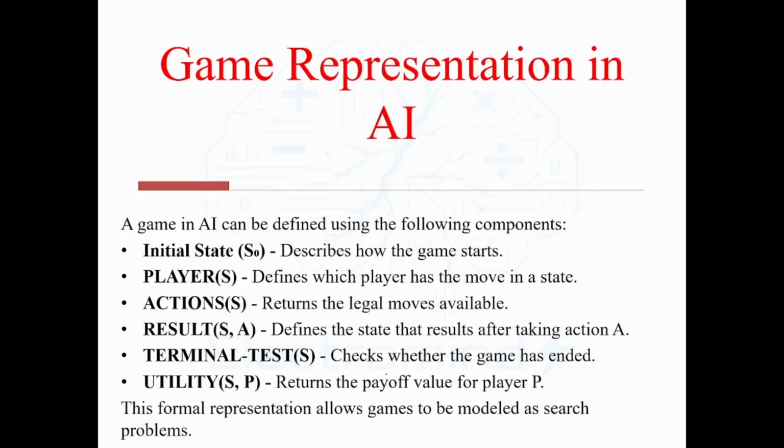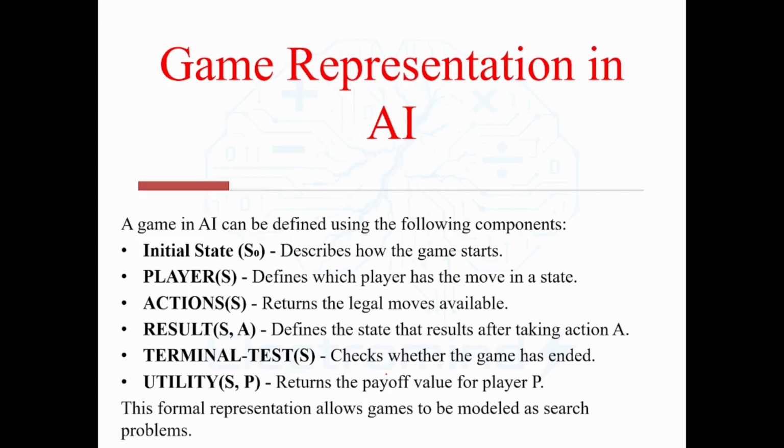Then how do we represent the game environment in artificial intelligence? A game environment may be represented with the following components. First, the initial state, which is where the game starts, the root node. Next is players: how many players we have, and which player has the move in the respective state. Then actions, which return the legal moves, only legal moves being available. Next is the result, which is the new state after doing the action in the current state.